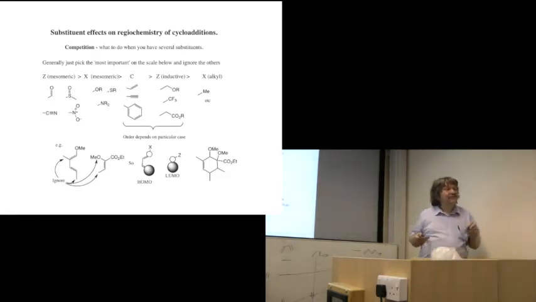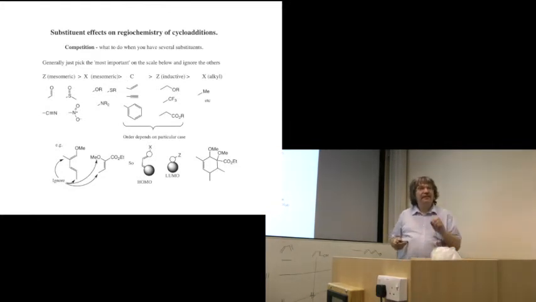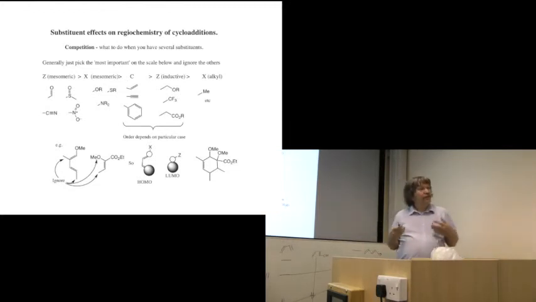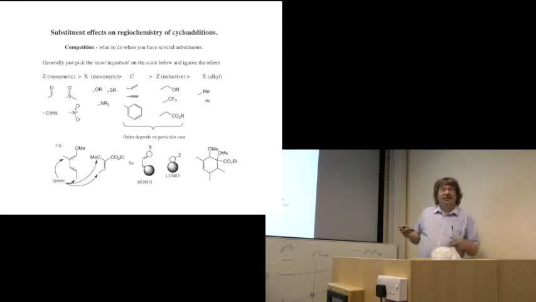Well, fortunately, it's very simple. You just pick the most important and forget all the others. It's the same reason that when you're looking at orbital overlaps, you just bother about the biggest orbital overlap. You don't bother about the others, because they always tend to be dominated by one effect. So which is going to be the most important?